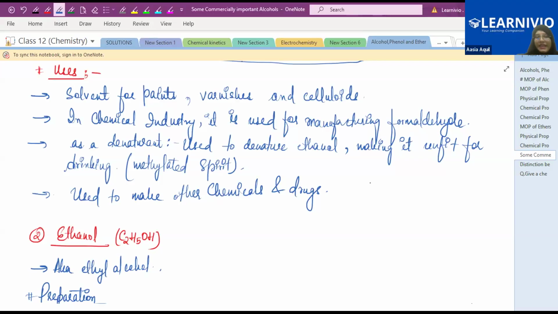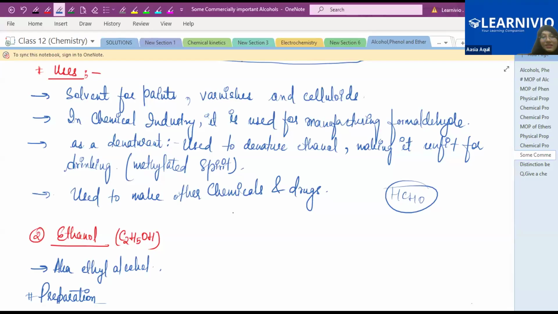Second use is in the chemical industry, where we use it for the manufacturing of formaldehyde. Now, can you tell me the formula of formaldehyde, Ali? HCHO. Yes, very good. HCHO, right? So in the chemical industry, we use methanol as a starting material to manufacture formaldehyde.